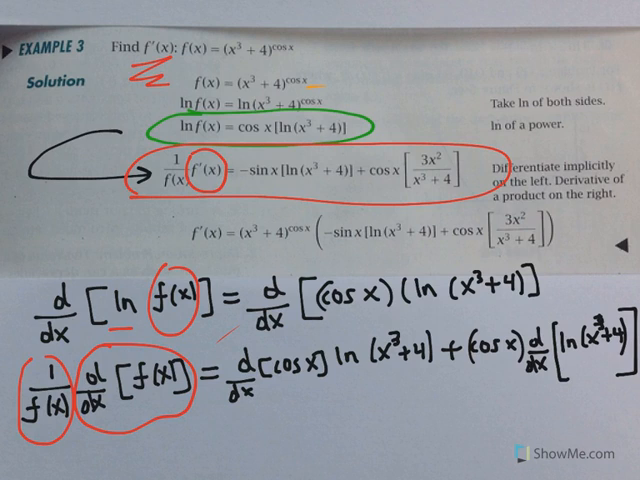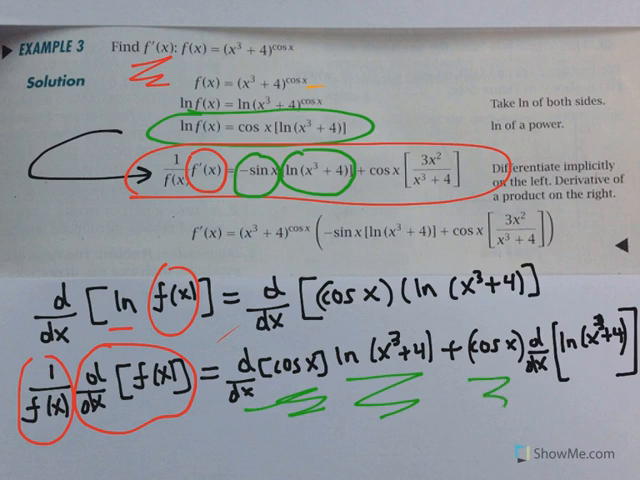On the right side, we have the derivative of cosine of x with respect to x, which is negative sine x, multiplied by the natural log of x cubed plus 4, plus cosine x times the derivative with respect to x of natural log of x cubed plus 4.